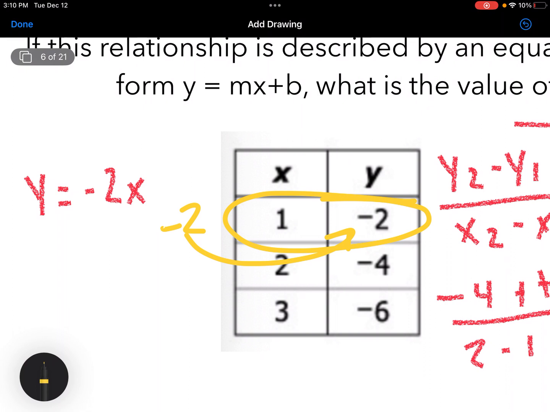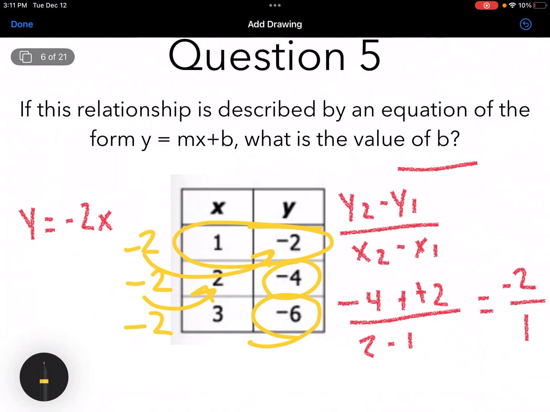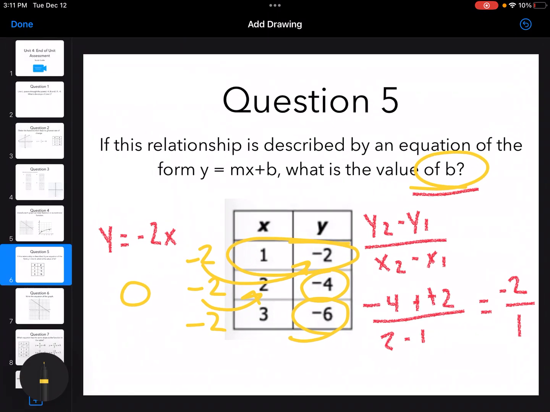All right. What's -2 times 2? -4. -2 times 3, we get -6. So if they're asking what is the value of b, it would be 0 because it's going to cross through the origin, okay? Because there's not going to be anything to add or subtract.